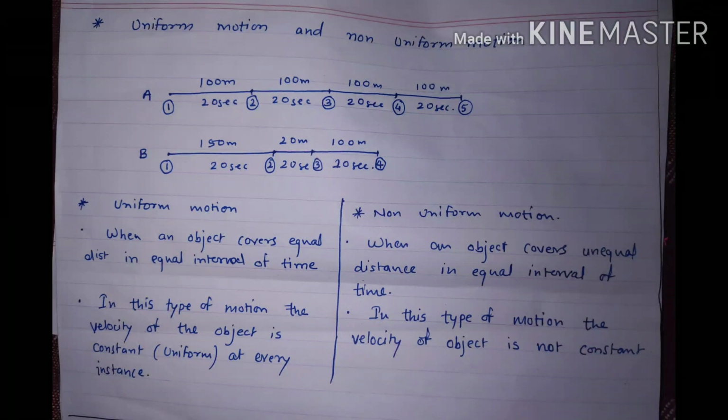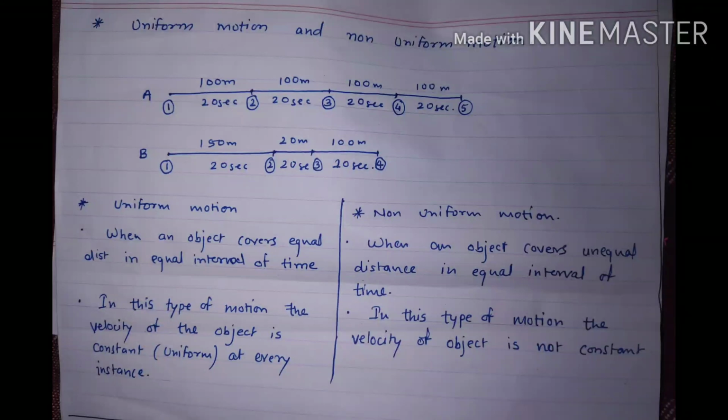Let's take an example of two persons running a race. Let's first see the motion of person A. Person A starts the race. In the first 20 seconds he runs 100 meters. In the next 20 seconds he runs 100 meters again. In the third interval also he runs 100 meters, and in the fourth interval also he runs 100 meters.